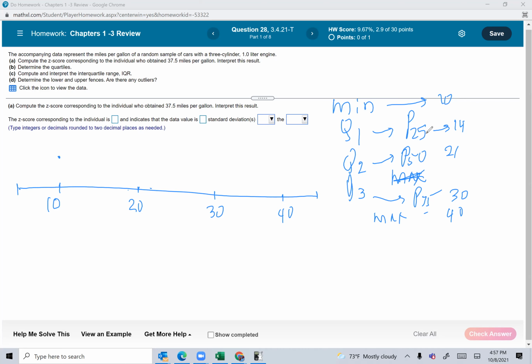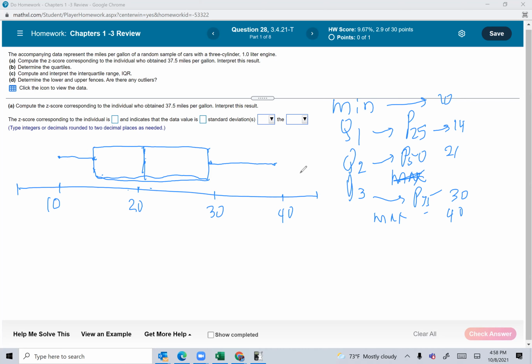Then the Q1 is 14, so it's halfway below the half. That's 14 right here. Then 21, it's a little bit over 20. Then 30, guys, and then 40. You connect the last 2 dots, you connect the first 2, and here you draw this vertical line, vertical line, vertical line. And this is called the box. This is the box and whisker plot.